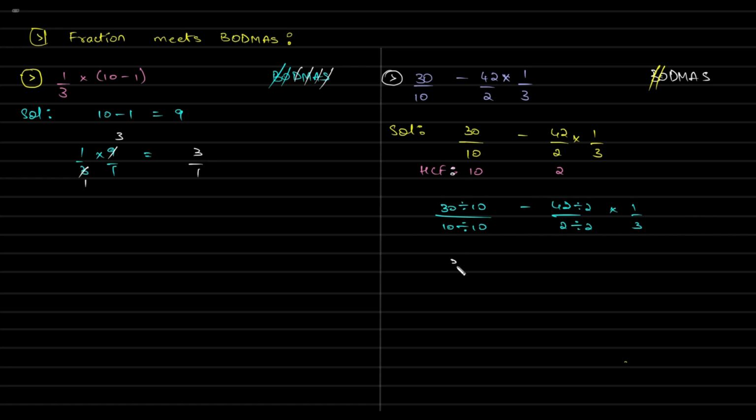So this will result in 3, denominator result in 1, this will result in 21 by 1 into 1 by 3. Can we further solve it? Yes. Here we can look at 21 by 1 into 1 by 3. This, we have 3 as the HCF. So we can divide 3 by 3, that is 1. 21 by 3, that is 7. And we have 3 by 1 minus 7 by 1.